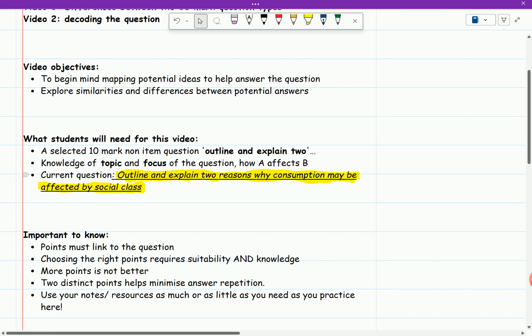But before we actually start the mind mapping process, before we start talking about it, there's a few things I felt like I needed to point out.